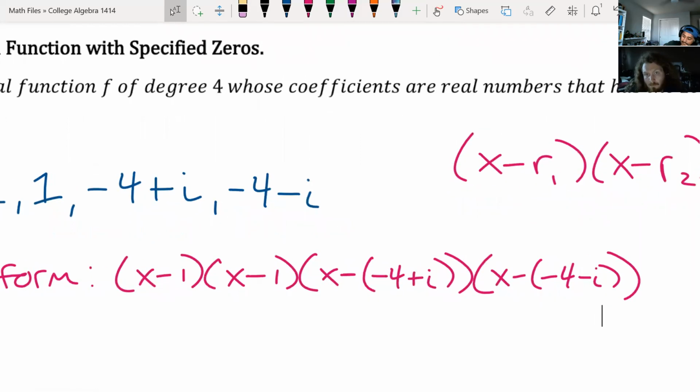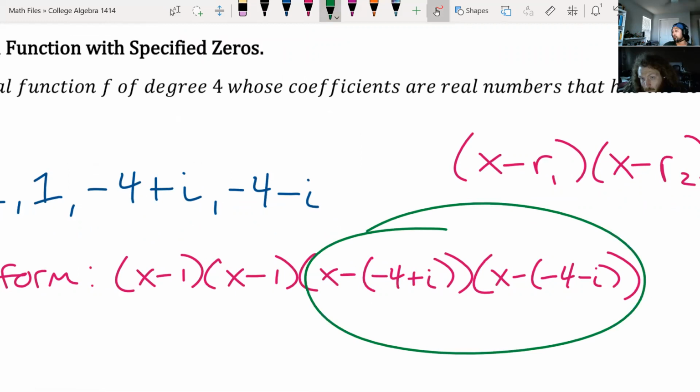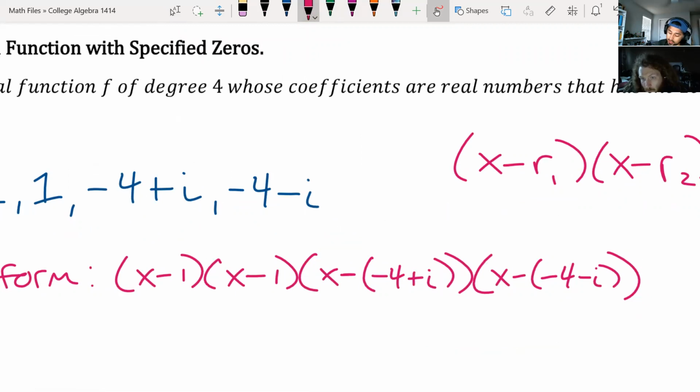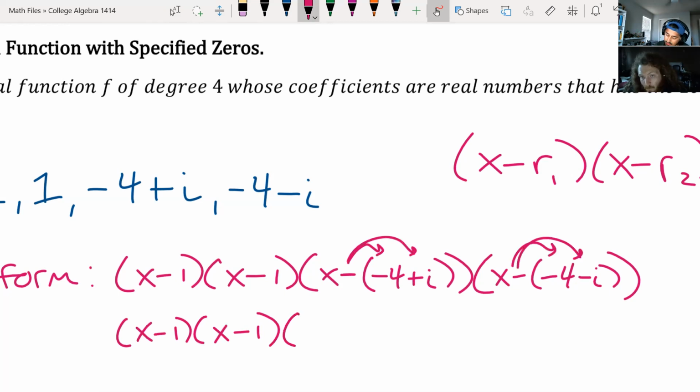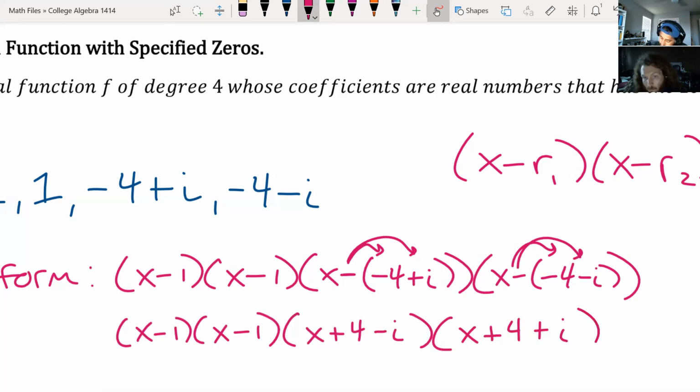Okay. No, I think I see it. All right. So what we're going to do now is distribute everything. But before we do, we're going to clean up the ugly parts, which are these two on the right side. So let's go ahead and do that first. I'm going to leave this as x minus 1 times x minus 1. And then I'm going to distribute these negatives on both of them. So when I do that, I get x plus 4 minus i, and I get x plus 4 plus i.